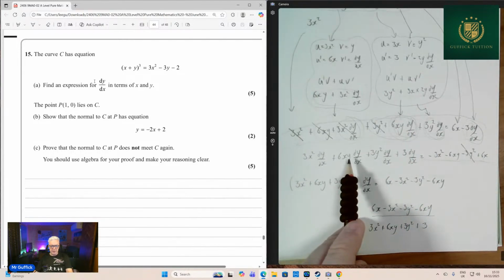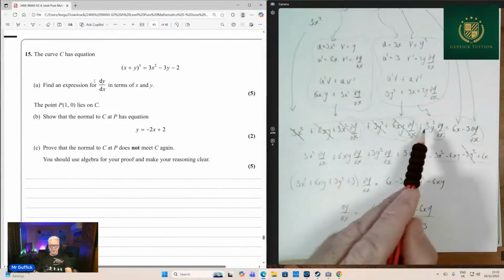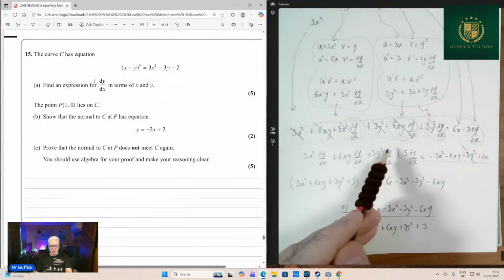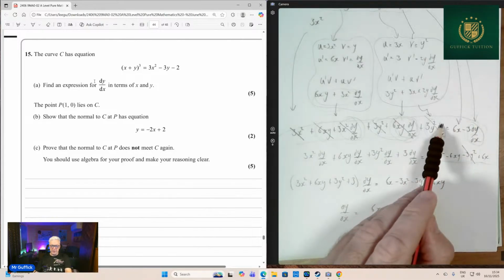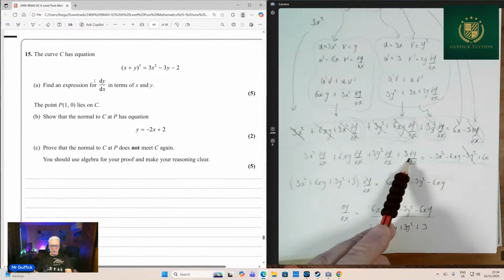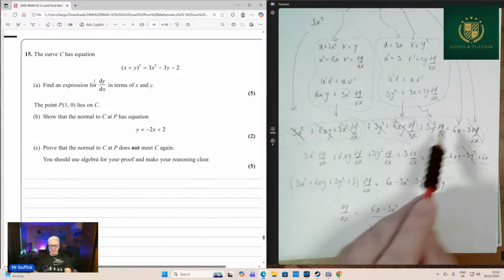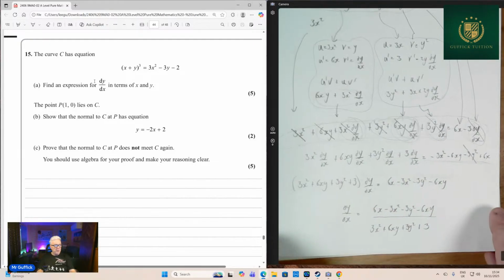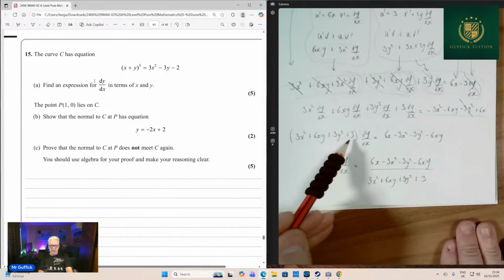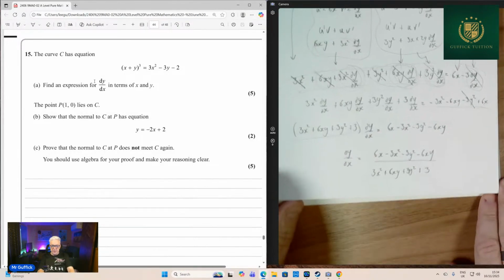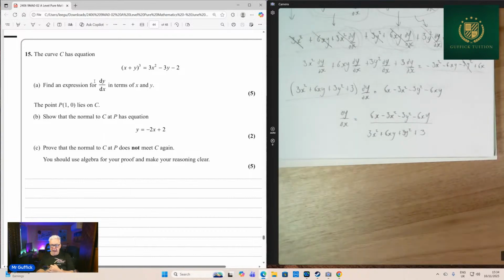6xy, it can stay on this side, so it's staying on this side. 3y squared dy by dx, it's staying on the left-hand side as well. And then finally, that 3 dy by dx has to come over to this side, and it's joining us there on the left-hand side. And the 6x is just staying where it is. So we've got everything with dy by dx on one side now. So we factorize out our dy by dx and divide by the bracket. So we get this horrific expression here, 6x minus 3x squared minus 3y squared minus 6xy all over 3x squared plus 6xy plus 3y squared plus 3.